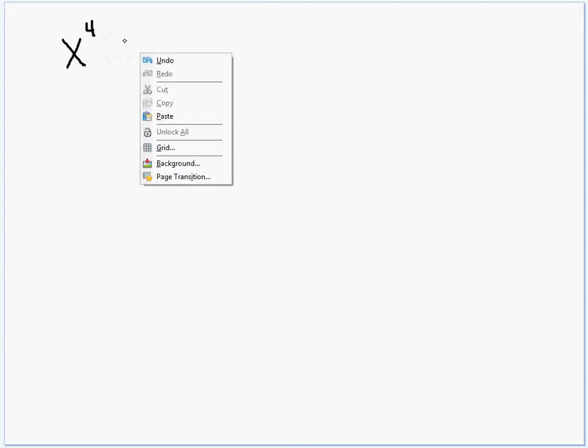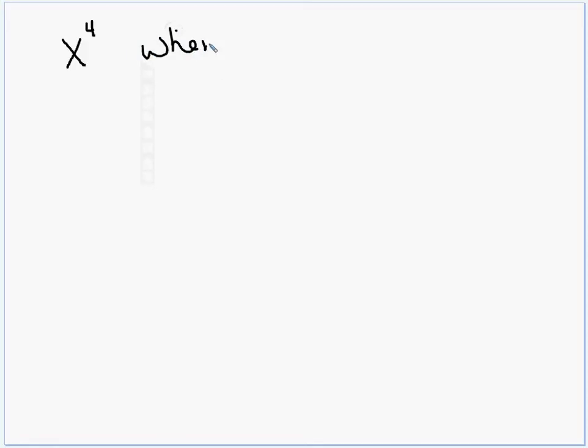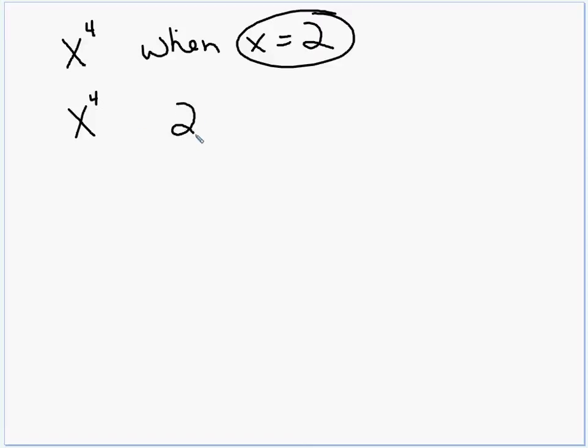Okay, the first example I'd like to go through is, what if we have a variable? If I have x to the 4th, when x equals 2, okay? So, this is when x equals 2. Now what? Well, it's going to be exactly the same as we learned in lesson 1-1. First, we're going to write the expression, so we have x to the 4th. Then we're going to substitute. They told us x equals 2. So we're going to put 2 in for x, that's substitute. Now we need to simplify.